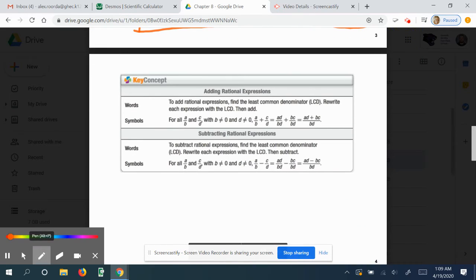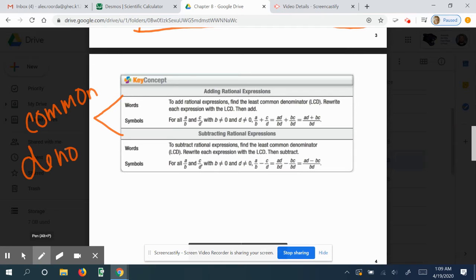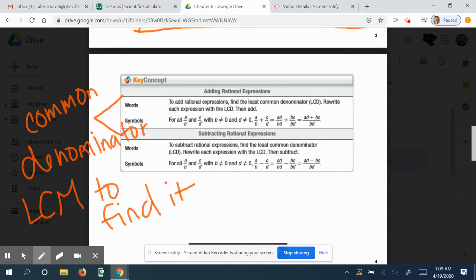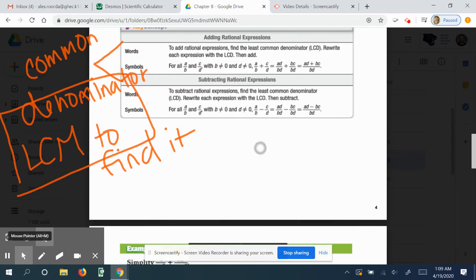Now again, adding and subtracting rational expressions are very similar, but the one thing we notice is we have to have a common denominator. Okay, and if we want a common denominator, we have to use our least common multiple to find it, right? So that's why we just practice that, so that we can find our common denominators when we add and subtract, and that's by finding the least common multiple between the two, okay?